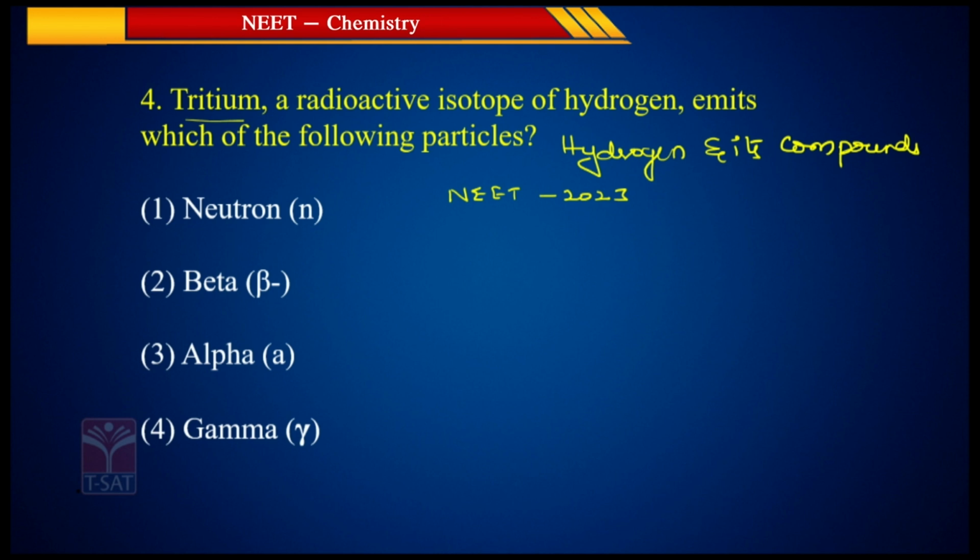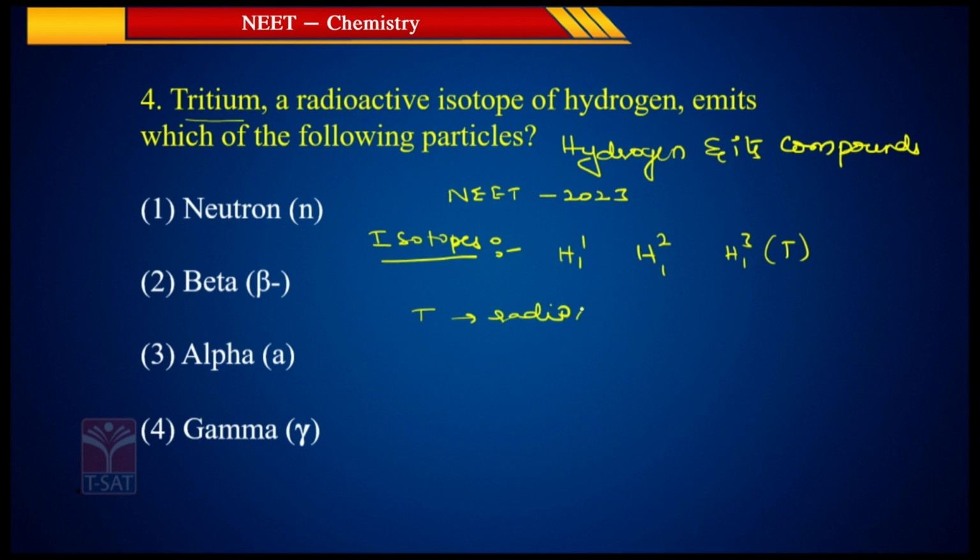So here, isotopes. How many isotopes do you have for hydrogen? 3 isotopes. H-1, which we call protium. H-2 is called deuterium. H-3 is tritium, which can also be represented as T. Tritium is a radioactive element.